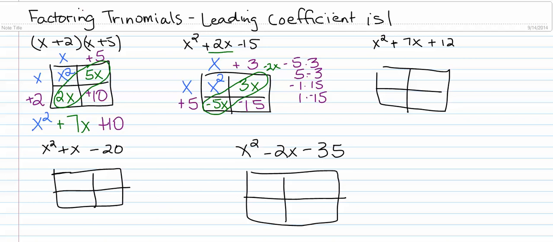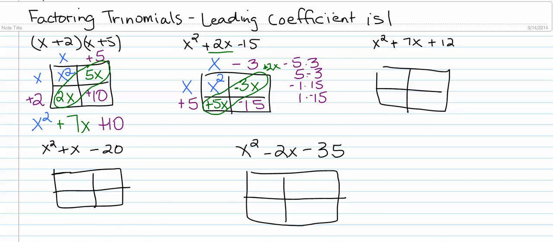So here I'm going to have the positive 5. And over here I need to have the negative 3. So now, changing the signs on these, my positive 5x would be here. Now I have a negative 3x here. And when I combine positive 5x and negative 3x, I get a positive 2x.